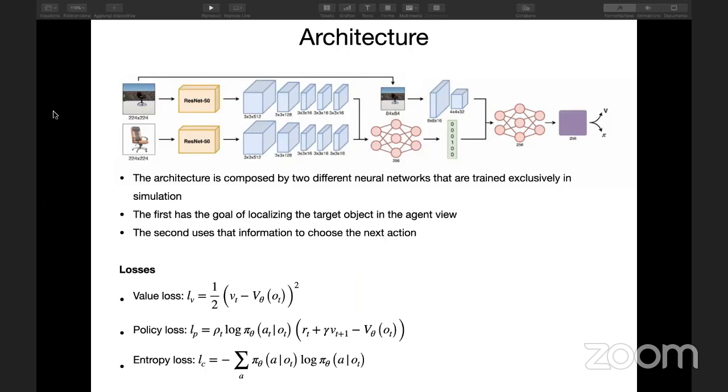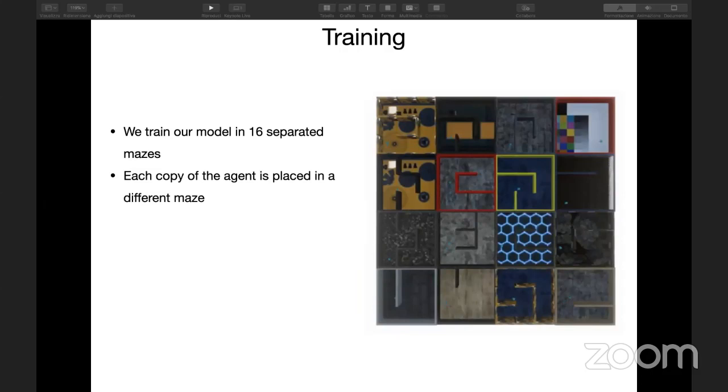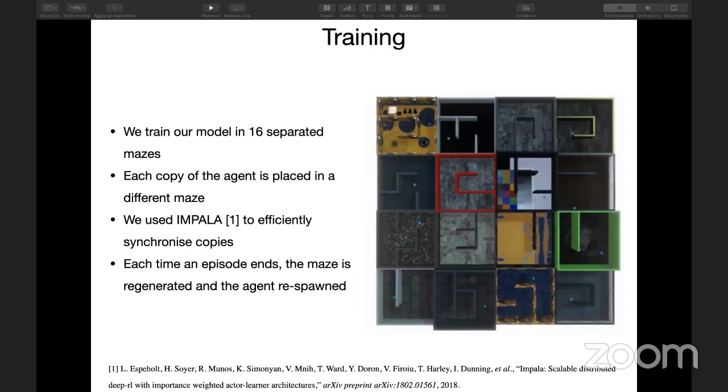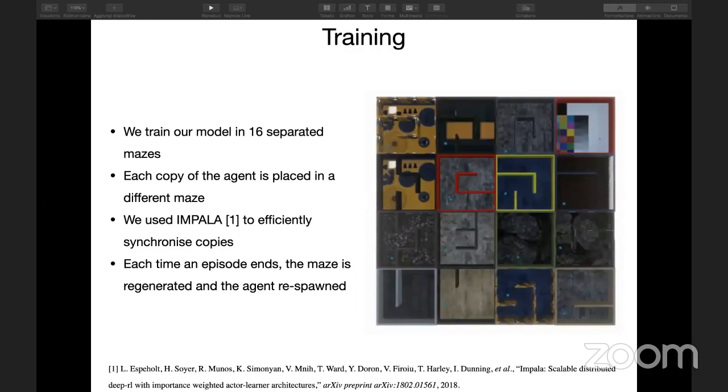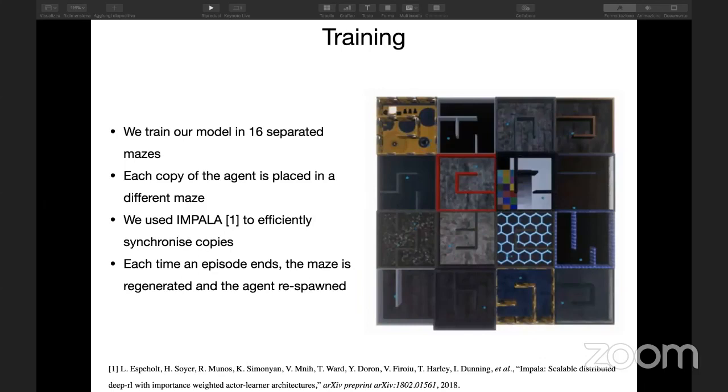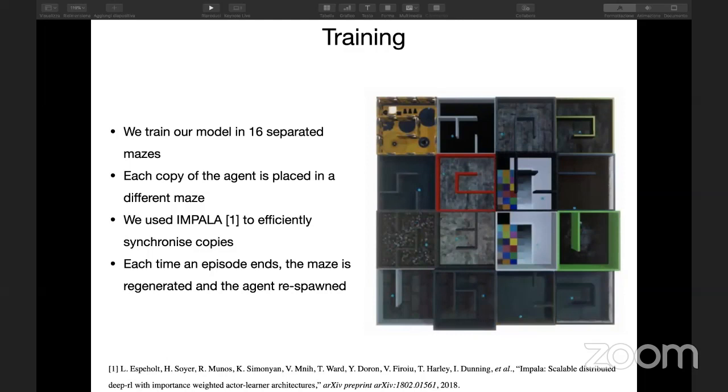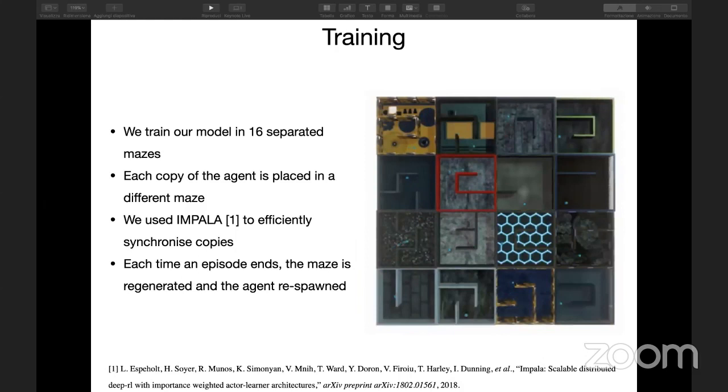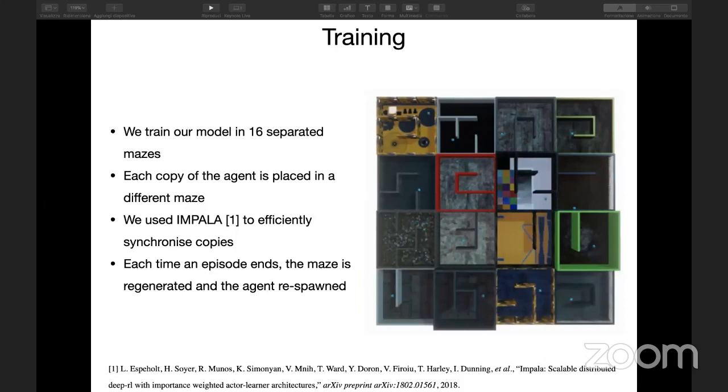Okay, to train our agent, we built 16 separate mazes in which we place the agent and its target. Since we want to design an algorithm which is deployable directly in a real scenario without any kind of retraining or fine-tuning in the real world, we try to address generalization by randomizing some relevant elements of the environment, such as the textures, the maze structure, and also the lighting conditions, for example.